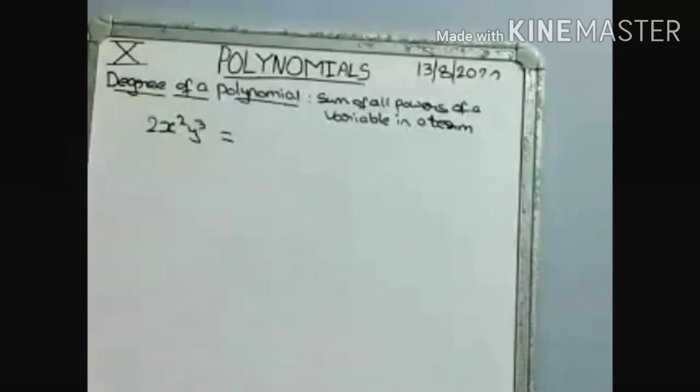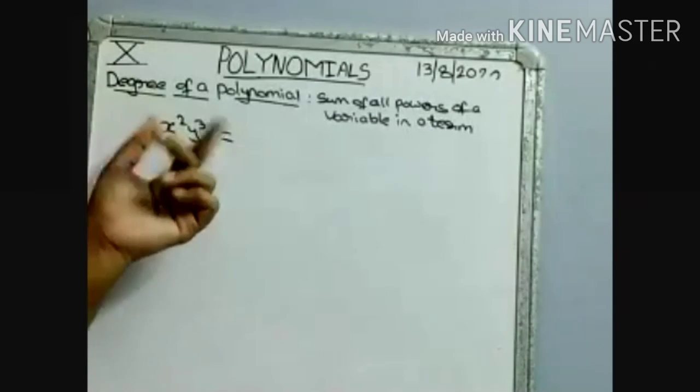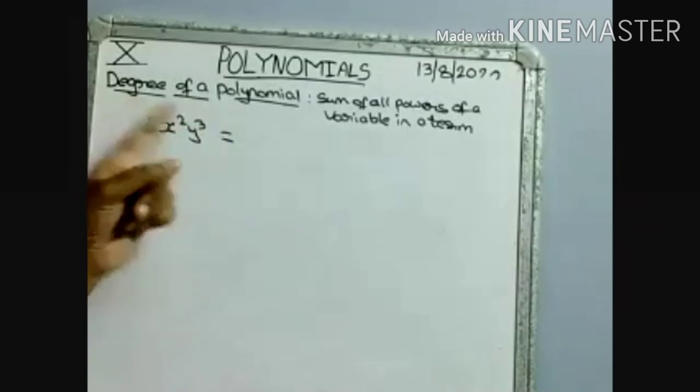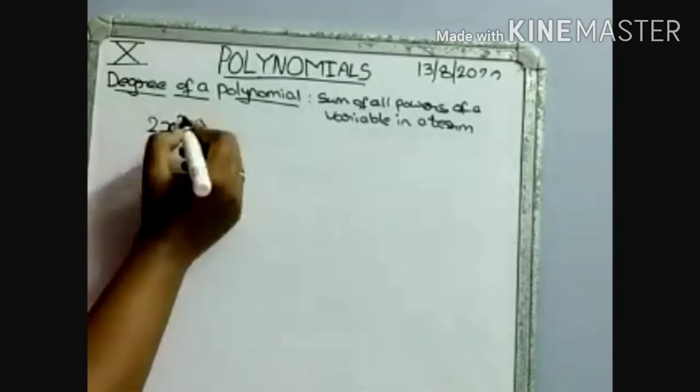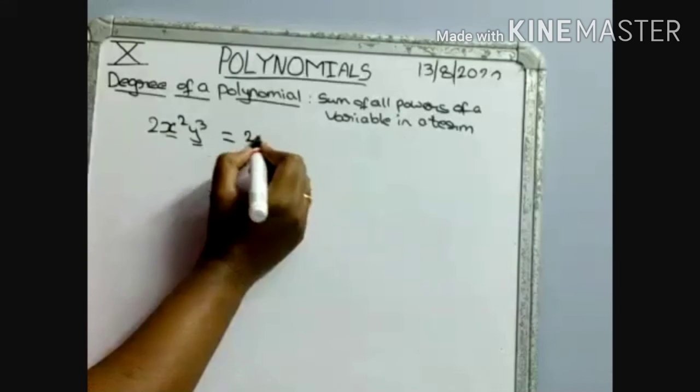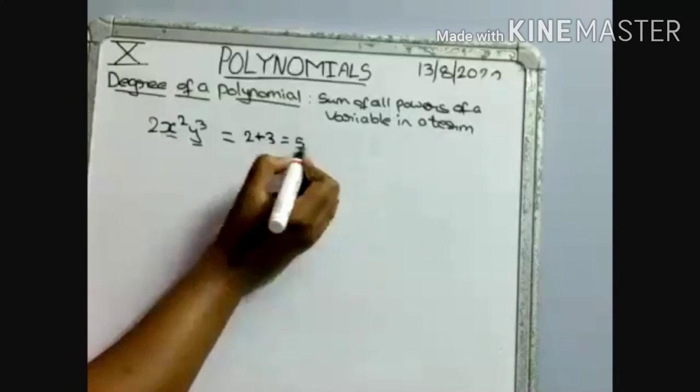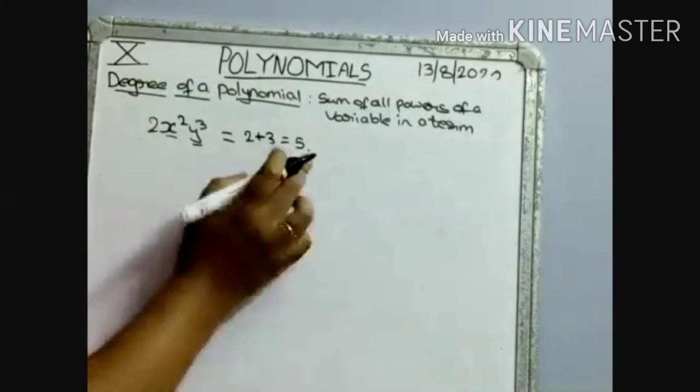In one term, how many variables are there? If we add the powers of all those variables, it is called the degree. So if you observe here, x power is 2, y power is 3. So you can add 2 plus 3. How much is it? 5. So the degree of this term is 5.